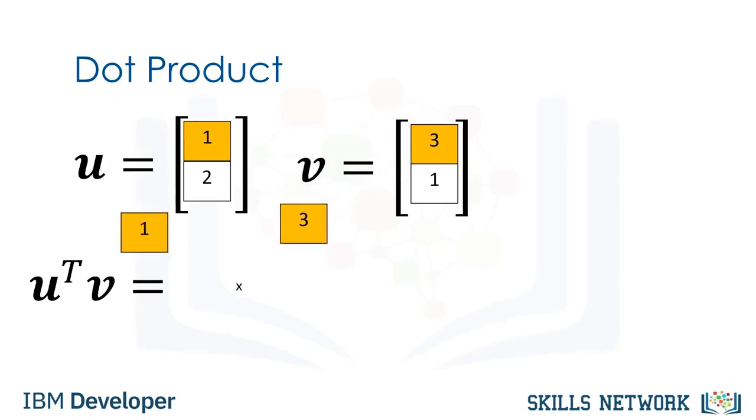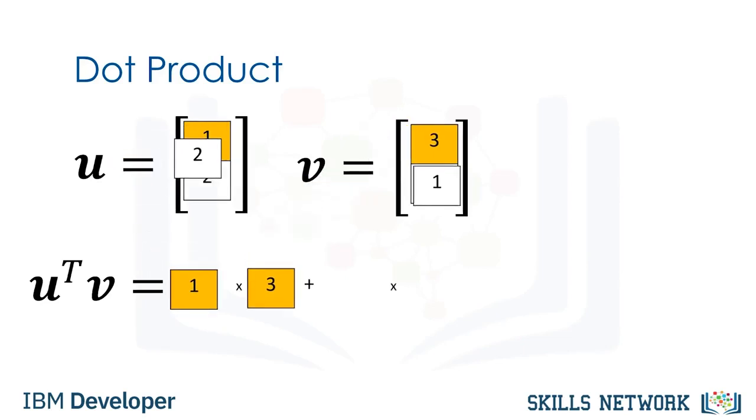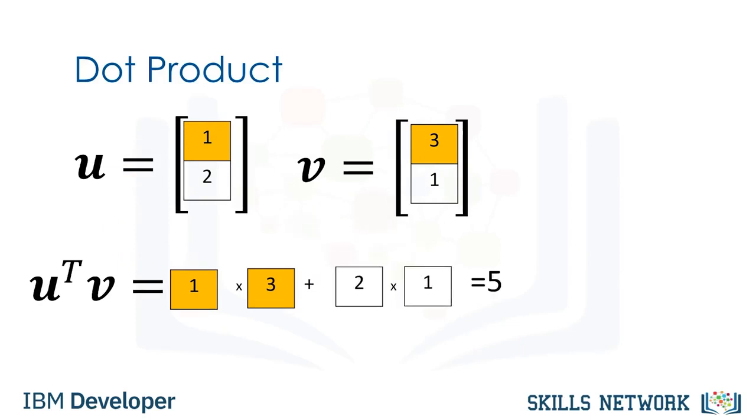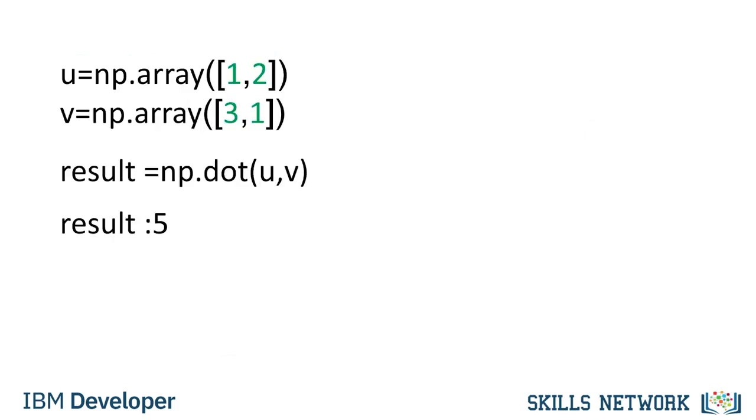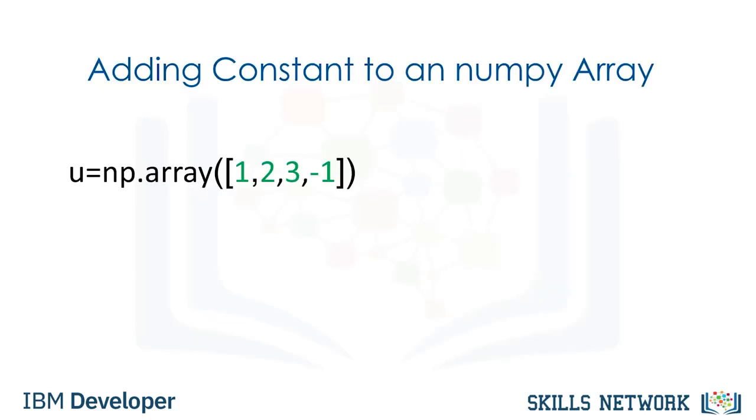We multiply the first component from v and u. We then multiply the second component and add the result together. The result is a number that represents how similar the 2 vectors are. We can also perform dot product using the Numpy function dot and assign it to the variable result as follows.